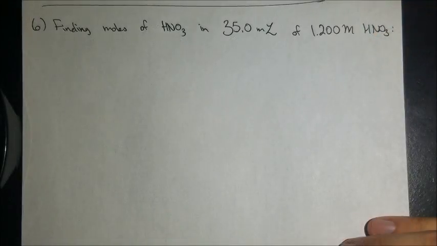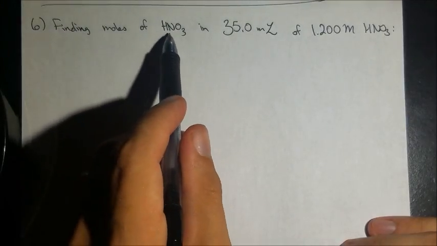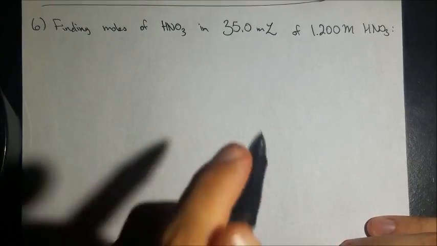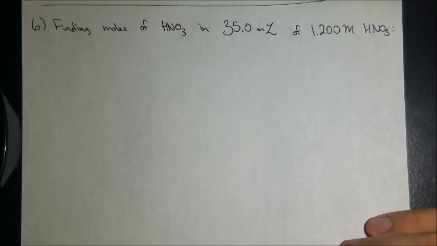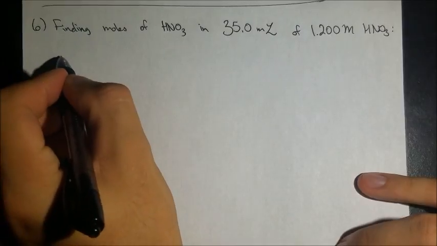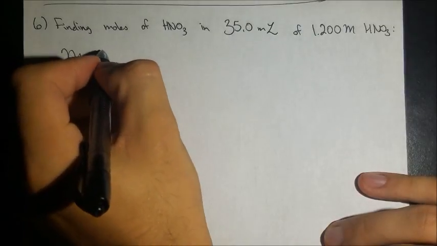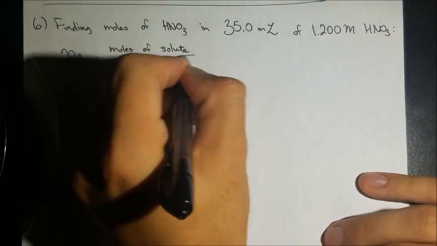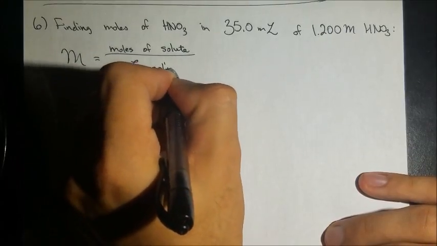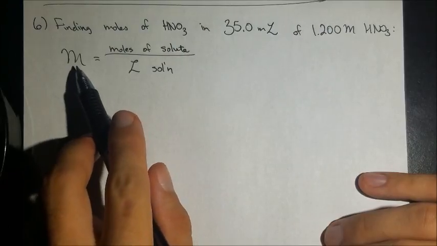Number 6 gives us a solution of nitric acid and asks us to determine the number of moles of nitric acid, that's HNO3, that there are in 35 milliliters of 1.2 molar nitric acid. So just to preface this, let me remind you what molarity is. The definition of molarity is moles of solute per liter of solution.